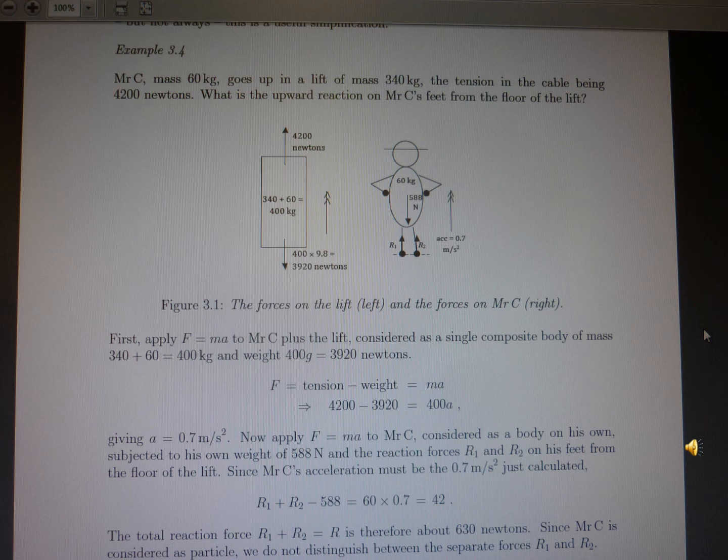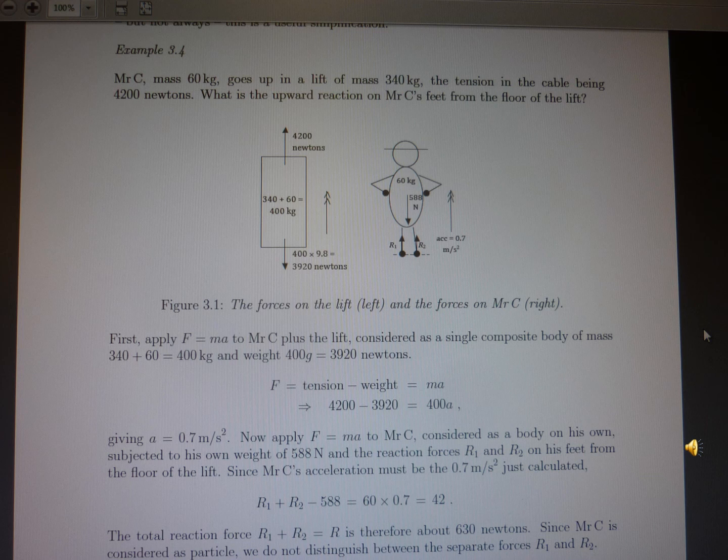In the meantime, example 3.4: Mr. C, mass 60 kilograms, goes up in a lift of mass 340 kilograms. The tension in the cable is 4,200 newtons. What is the upward motion of Mr. C, and the force from his foot on the floor of the lift? So in this case, Mr. C is moving upward with a tension force of 4,200 newtons on the lift.